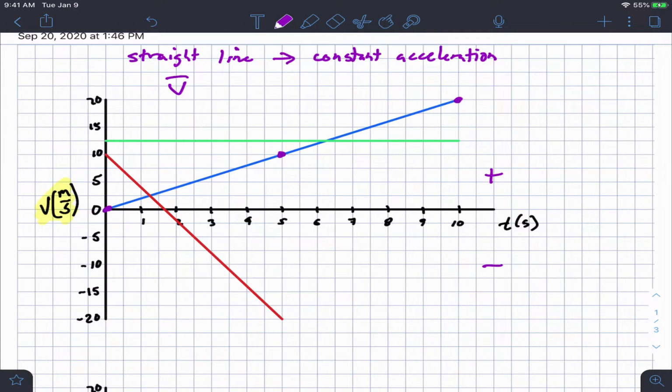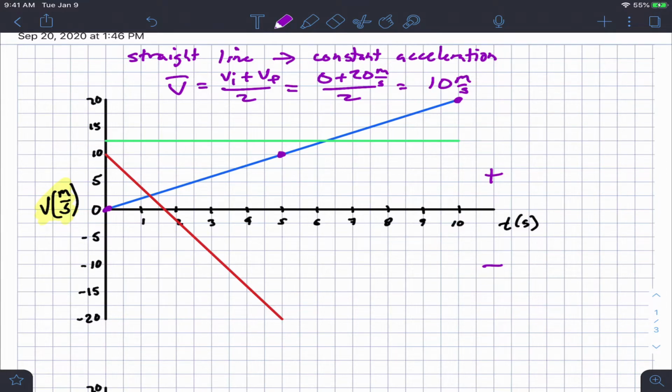So the average velocity formula in this is initial velocity plus final velocity divided by 2. So here we're doing 0 plus 20 meters per second over 2 equals 10 meters per second. And that's our average velocity. It happens to occur when it's halfway into its motion at 5 seconds.